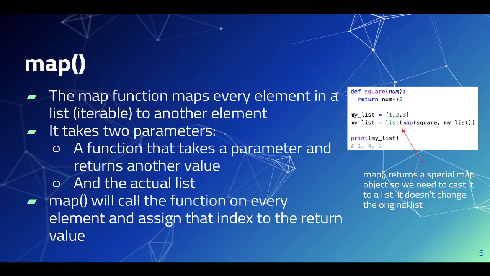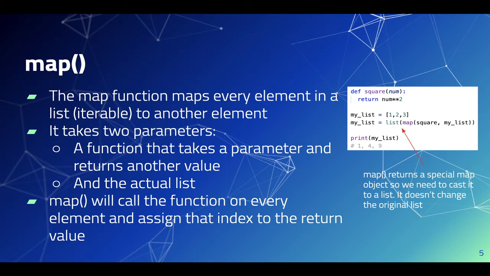We have a function called square, and just like before, we calculate the square. We return the square of the number provided. And then we say I have my list, which is 1, 2, 3. And then we have this weird syntax. My list is equal to list map square list. So we're taking the map of square and then my list, and we're converting that to a list.